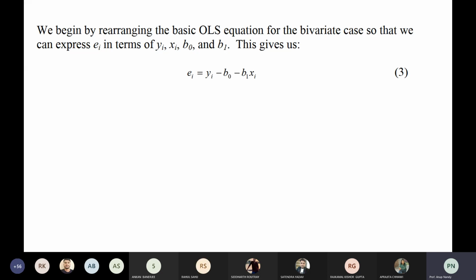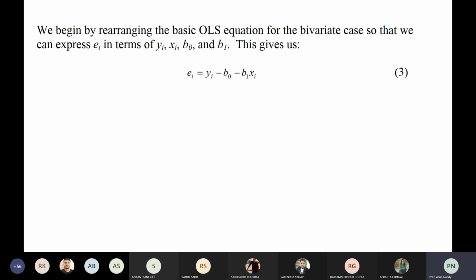Now we begin by rearranging the basic least square equation for the bivariate case, so that we can express the error term, that is EI, in terms of yi, xi, B0 and B1, so that it yields this expression: EI is equal to yi minus B0 minus B1 xi. So simultaneously, please write it down in your copy, because here some steps are jumped.